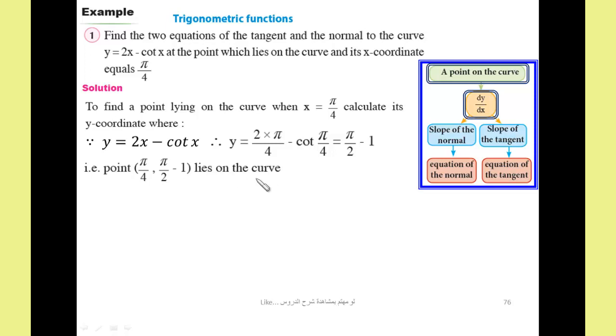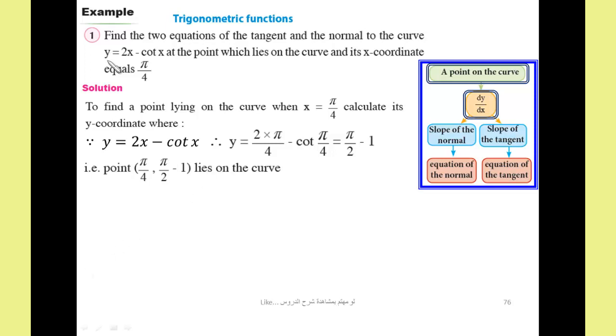Now what is required? The required is to find the equations of the tangent and the normal at this point of x coordinate equal to pi over 4, and y coordinate equals pi over 2 minus 1. Now we will calculate the slope.